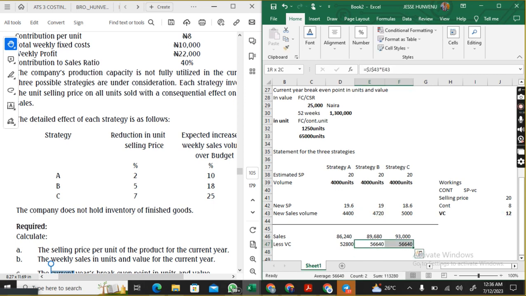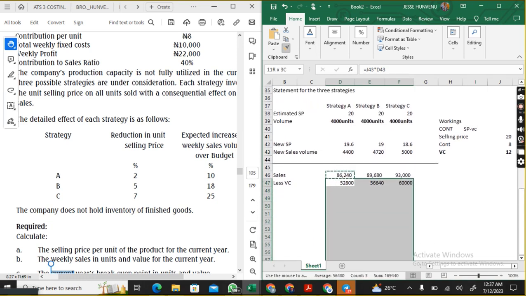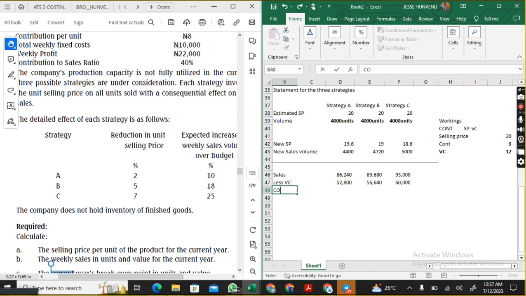So you can see now. So change this now. So we have this for this, and we have this for this. I think. Yes. So definitely we can now get our contribution per unit. So what's our contribution now?